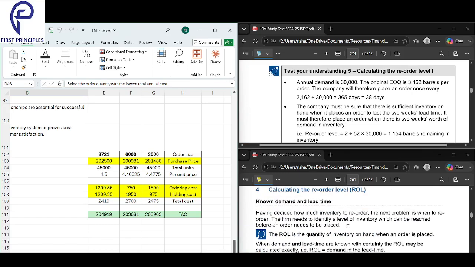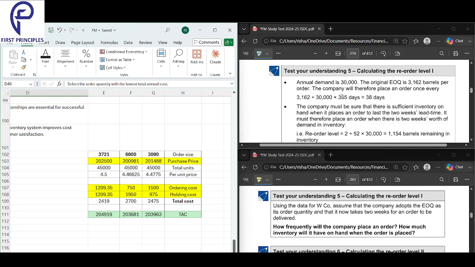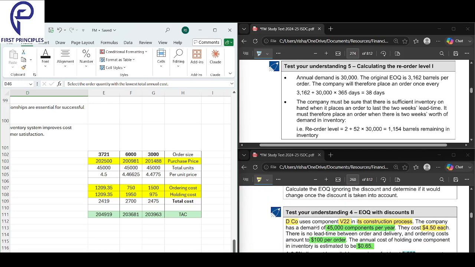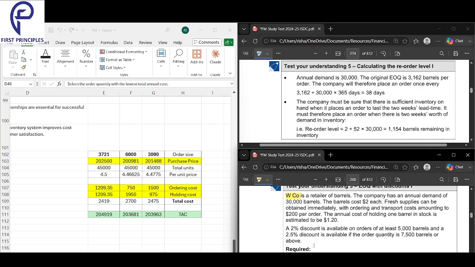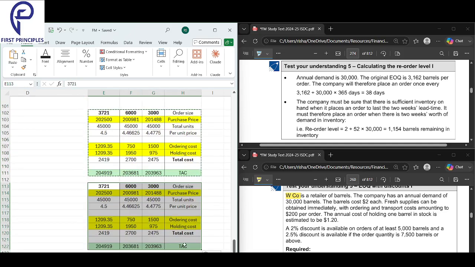Okay, next we'll look into reorder level, TYU 5. So let's look into this. Using the data for WCO, assume that the company adopts EOQ as its order quantity. Right? Which sum was WCO? We had done this yesterday. Okay, we have not done this. This is still with discount. So let's do this also. We follow the same template. Maybe we'll just finish this today. It's the same template over here, and we'll just change the data.